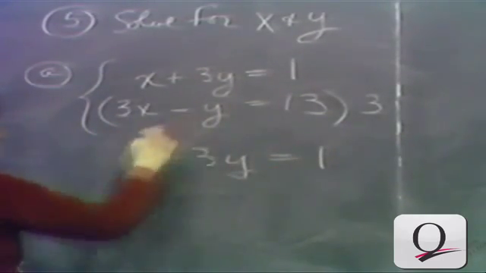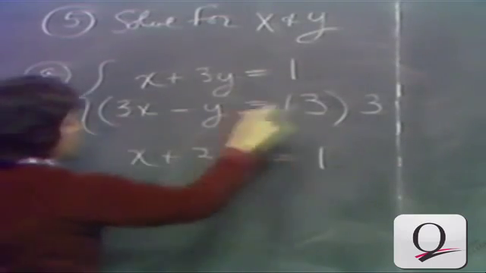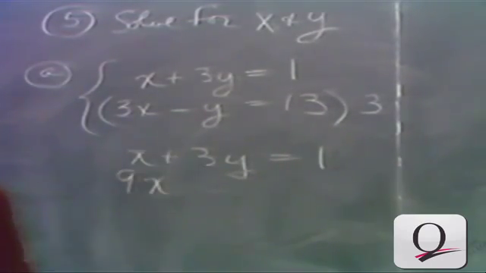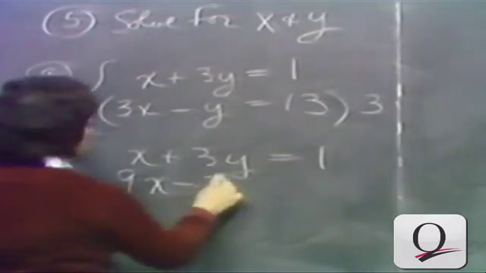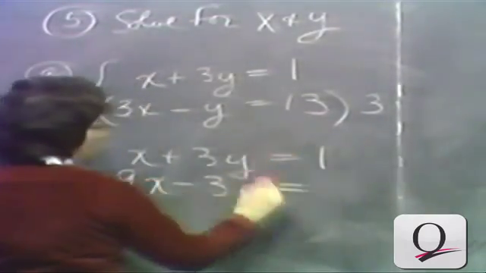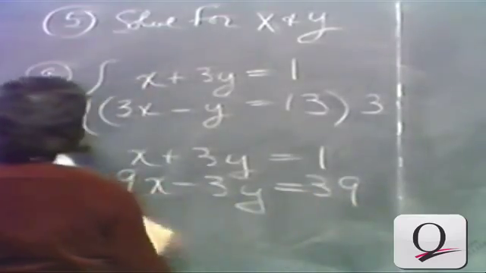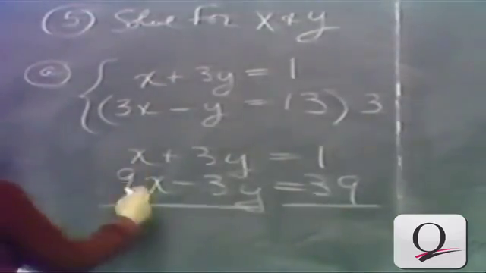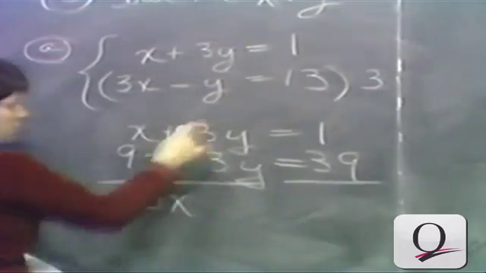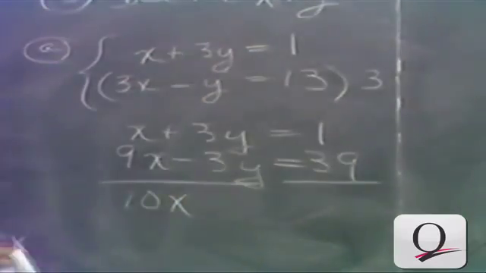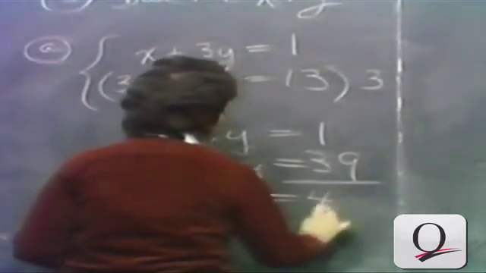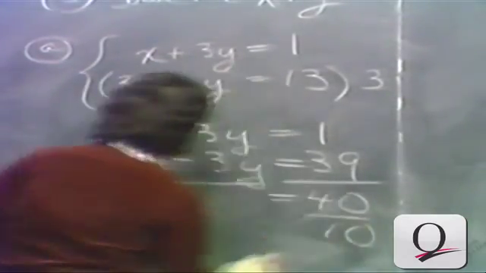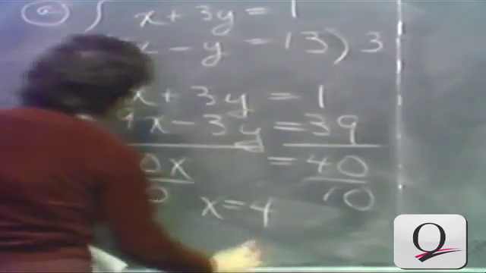On the left, of course, each term has to be multiplied by 3. 3x times 3, that gives us 9x. Minus 1y times 3 is minus 3y. 13 times 3, 39. And when we add the equations, we get x plus 9x, 10x. The y's drop out, which is what we wanted. 39 plus 1 is 40. Dividing through by 10, we get x equals 4.